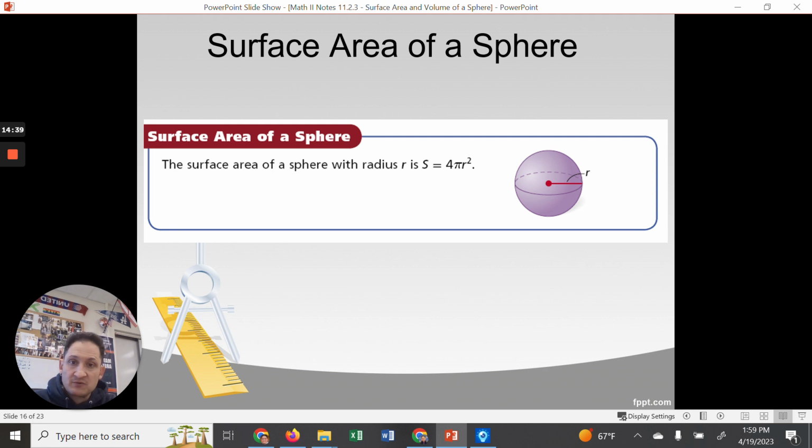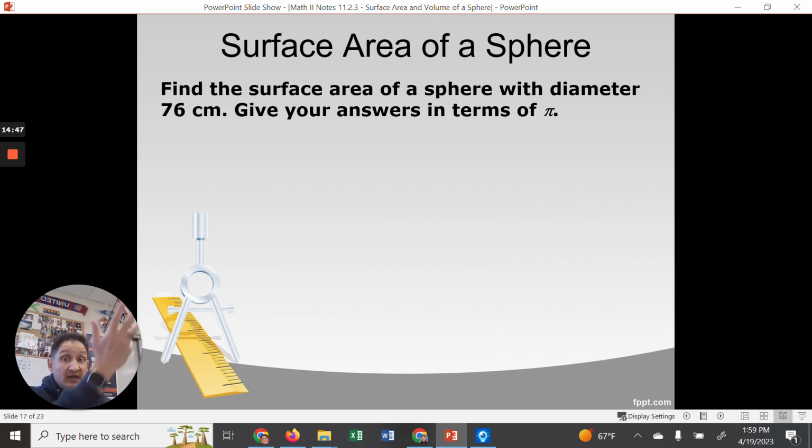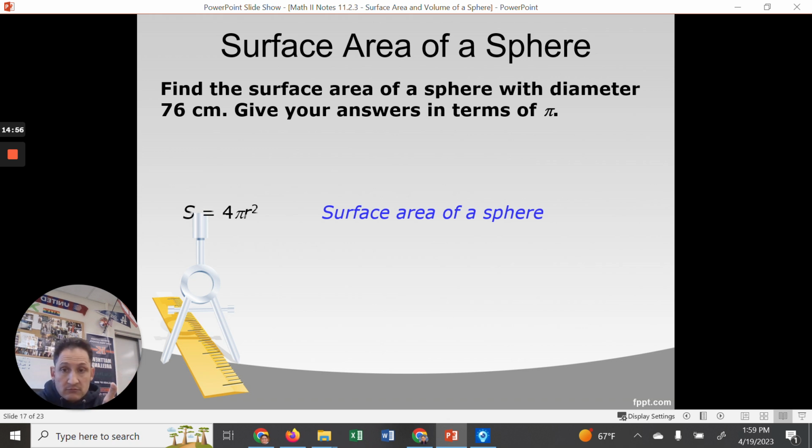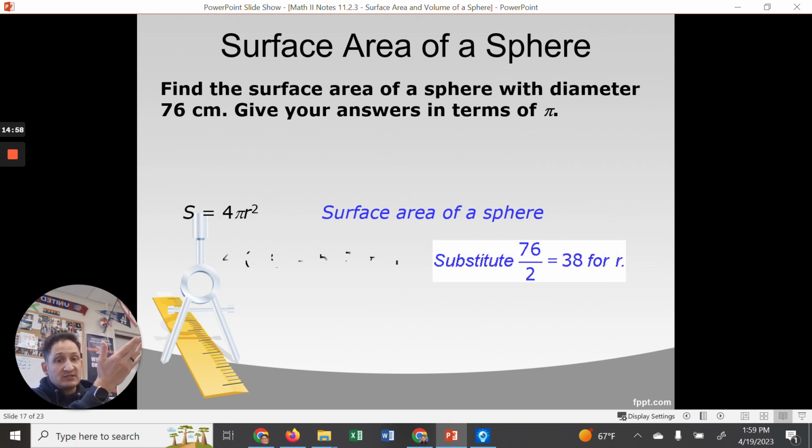Just going to be honest with you. Because just like with volume, there's only really 2 things I can do to ask you. I could say, hey, here's the radius, plug something in. Or I suppose in this case, diameter like I did last time. Take 76 divided by 2, 38, and plug it into 4 pi r squared. Surface area, radius 38, go.